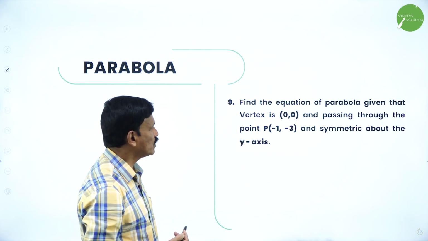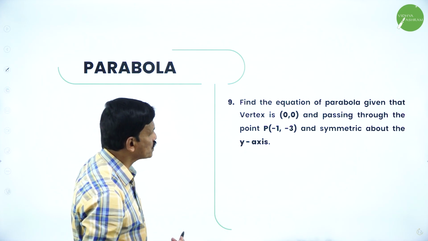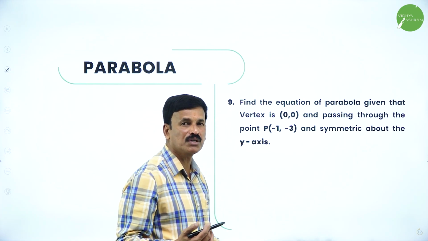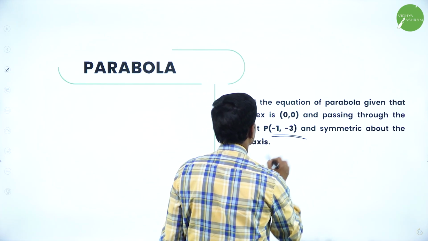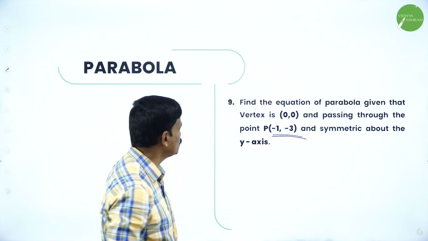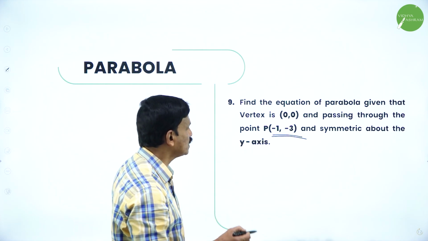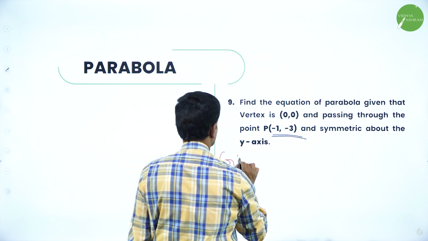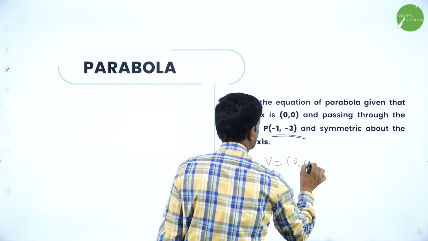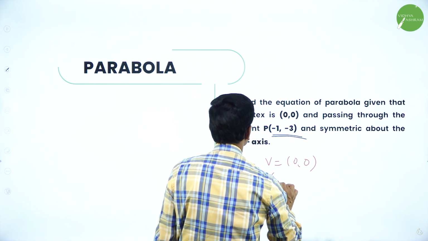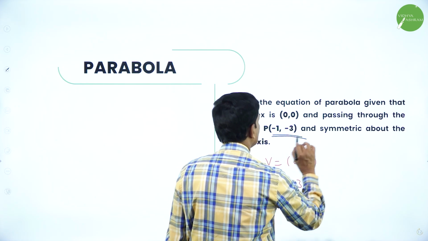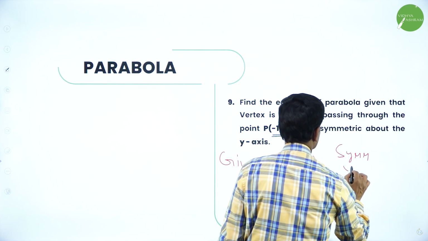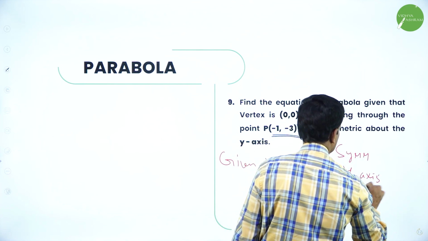Find the equation of the parabola given that the vertex is 0, 0 and passes through the point -1, -3 and symmetric about the y-axis. Same as that of the previous problem, but the point is -1, -3 means it lies in the third quadrant and the axis is y-axis, symmetric about the y-axis. Now write down what is given. Given vertex is equal to 0, 0 and the point, -1, -3 and symmetric about the y-axis.